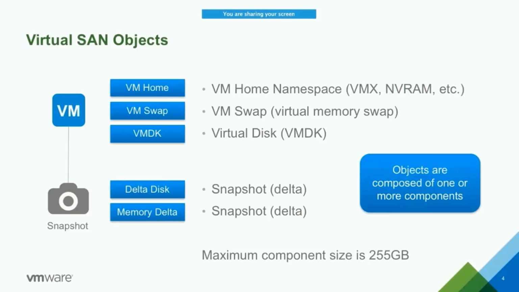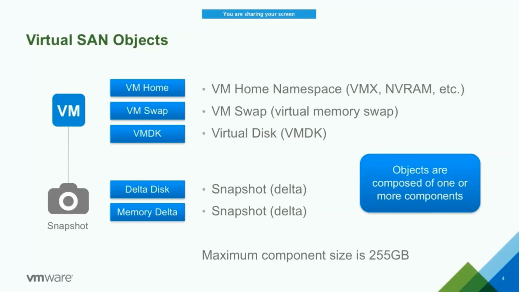There's also going to be a VM swap, so that's the virtual memory swap that you commonly find whenever a virtual machine is powered on. And then, of course, the VMDKs, the virtual disks. Those are going to be objects out there as well. Each of those will be one object. You may have several objects that make up a single virtual machine. And then in some cases, for example, when you take a snapshot, you're going to see additional objects there too. So there's a delta disk and a memory delta. You'll see those types of objects too when snapshots are in use on a virtual SAN data store.